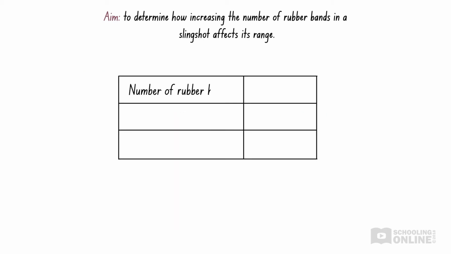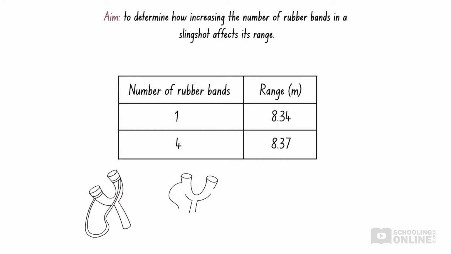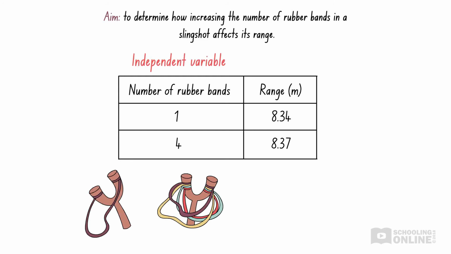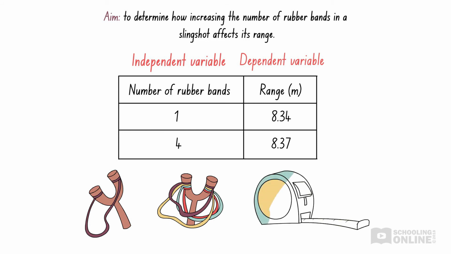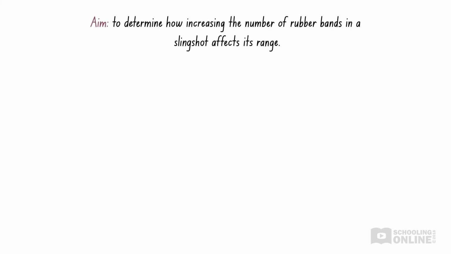To help explain her results, let's identify the variables in this experiment. Since Anna changed the number of rubber bands in the slingshot, this is the independent variable. The dependent variable is the range of the pebble, since this is what Anna measured. All other variables should have remained constant. But Anna forgot an important detail.